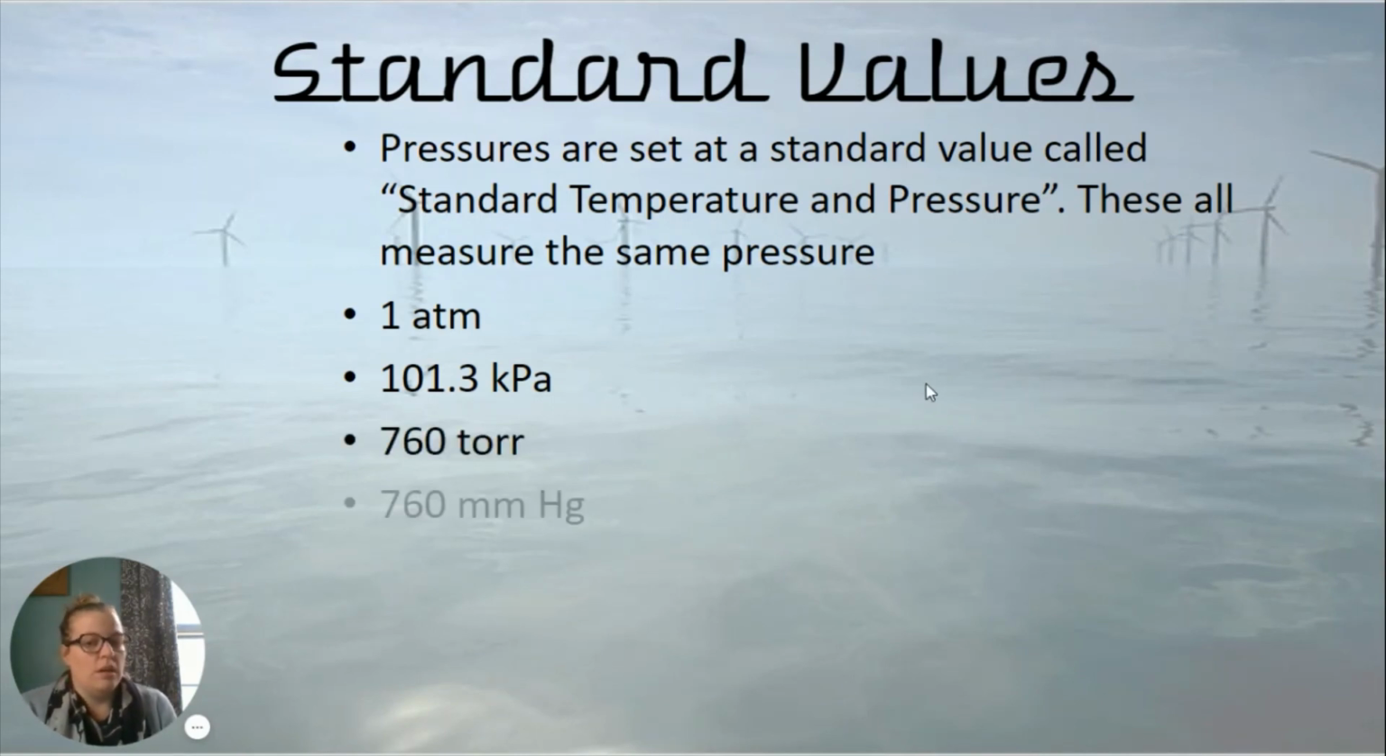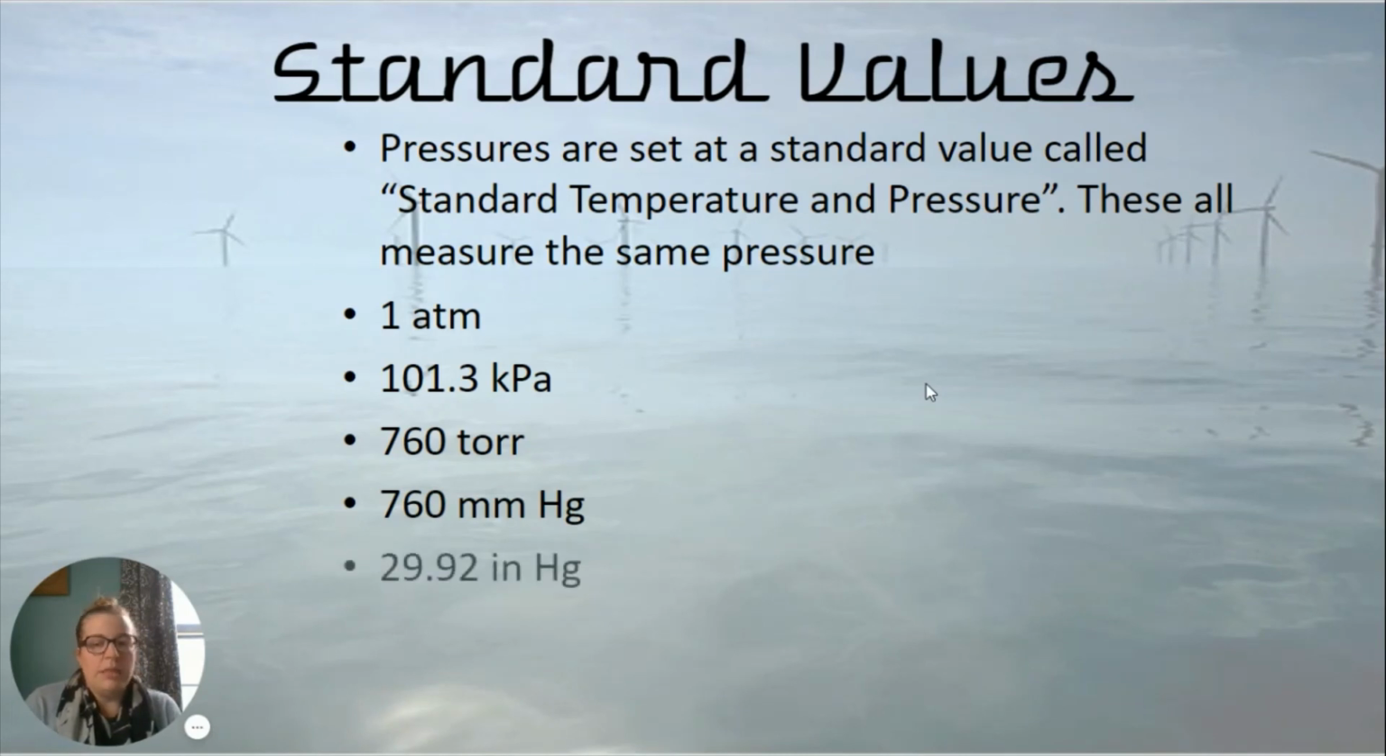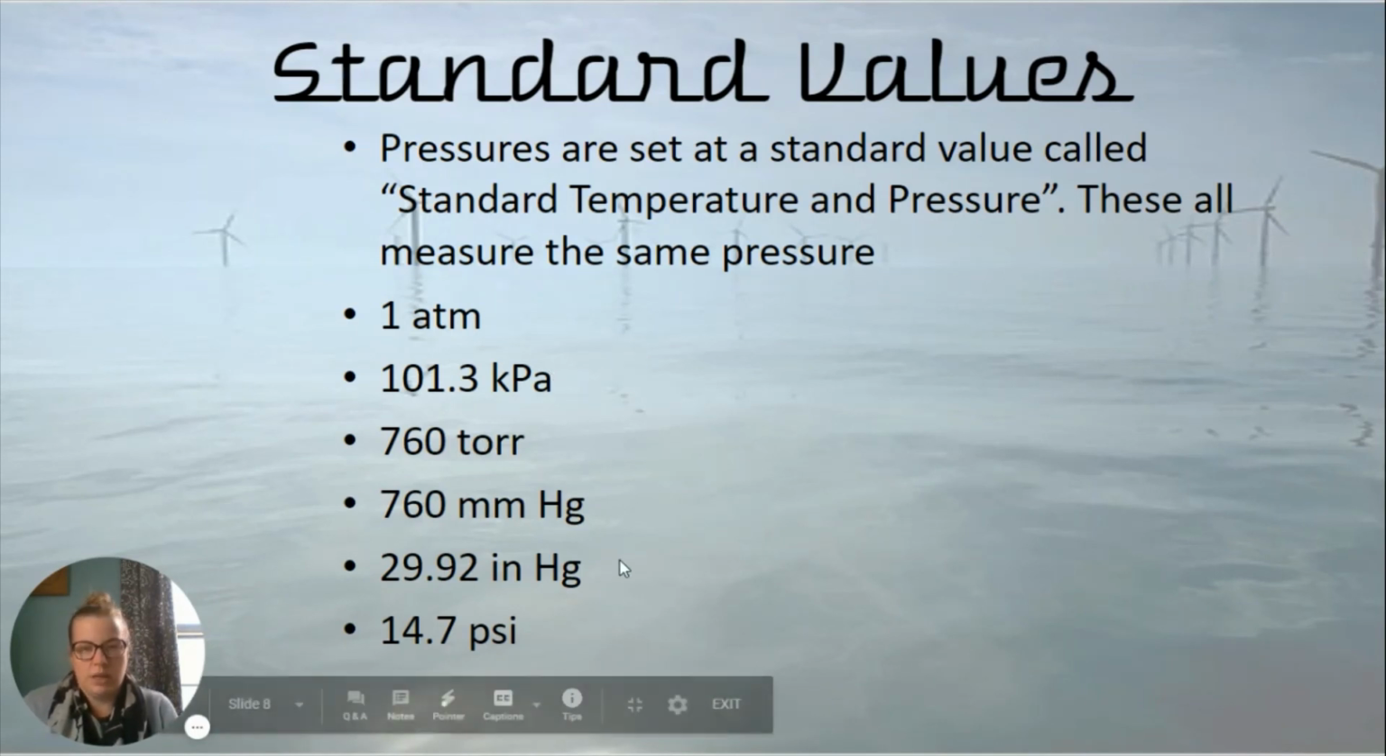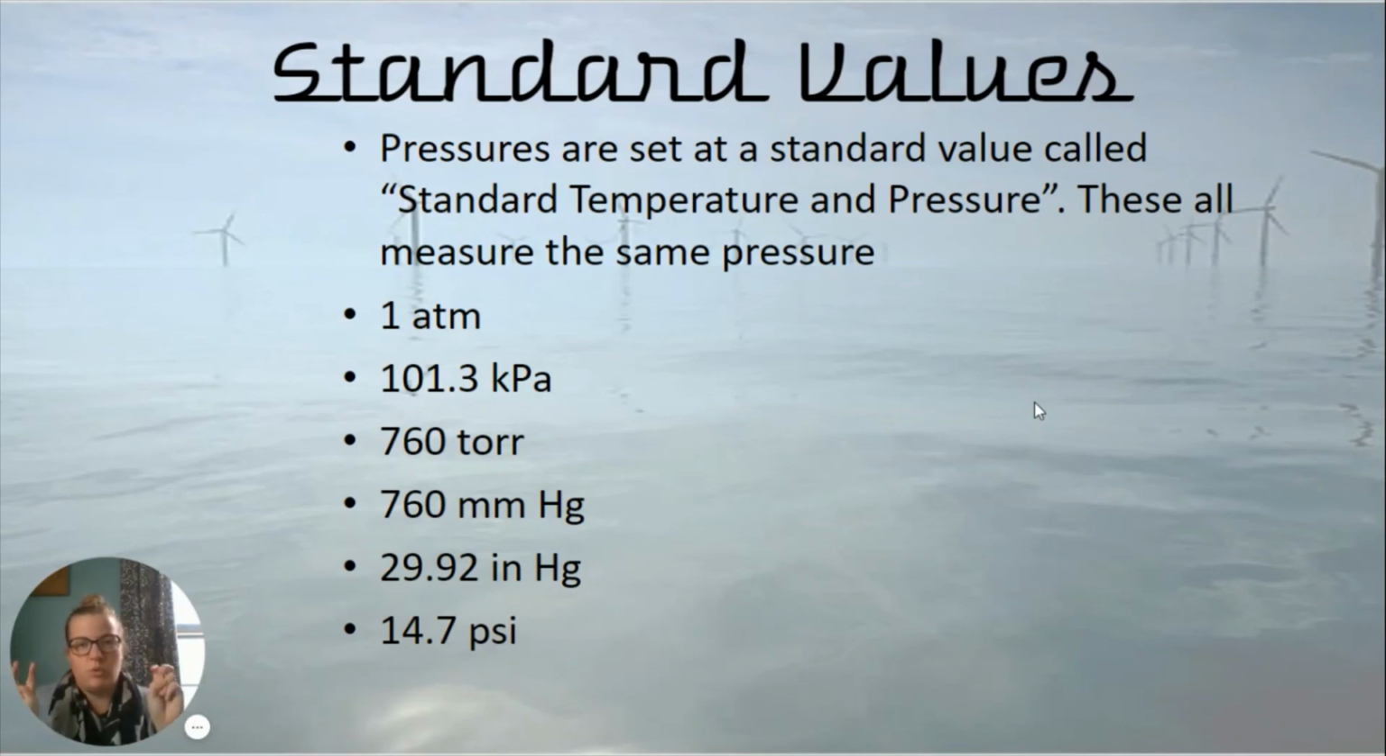760 torr, 760 millimeters, and 29.92 inches of mercury. 14.7 PSI is equivalent to your standard pressure, but like I said, we generally do not include that one, but I just want you to know for reference. So when we talk about these 1 atm, 101.3, 760, 29.92, all of those measure the same pressure, and that's what scientists have set as standard pressure.